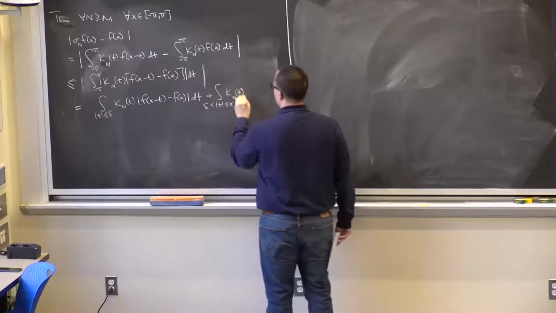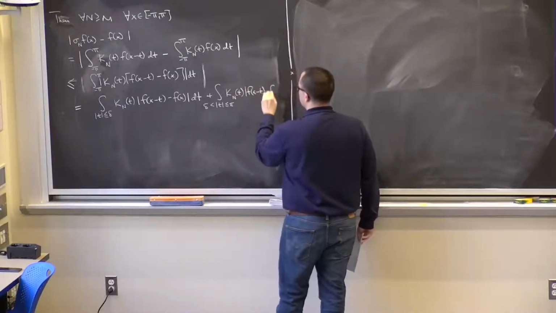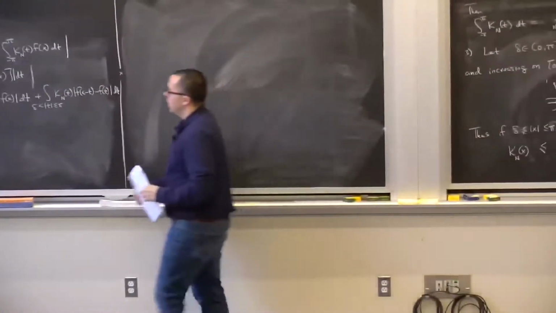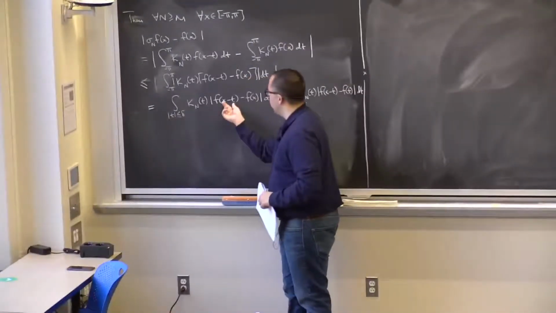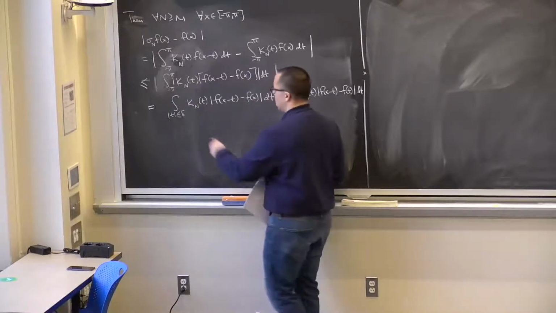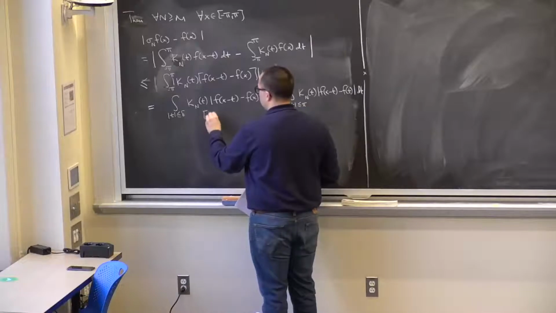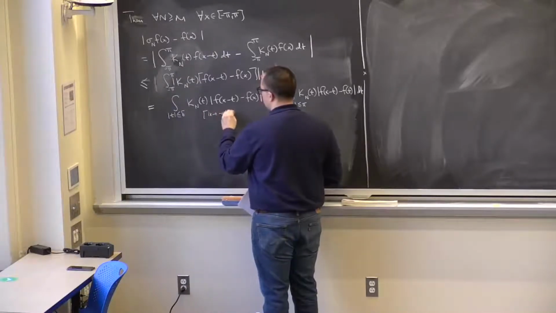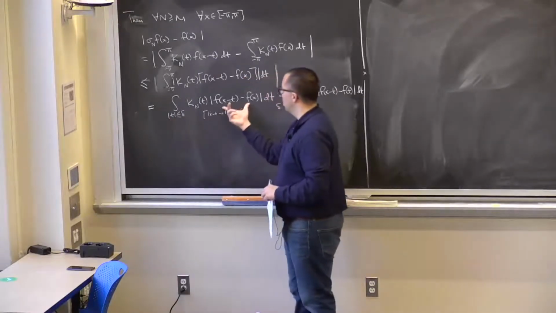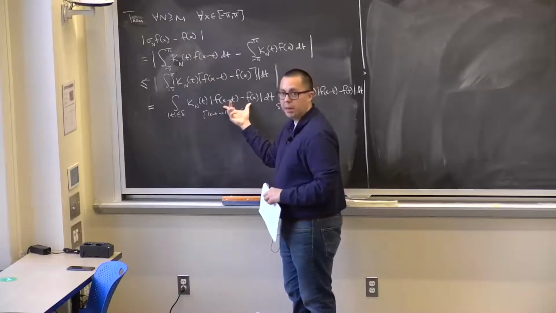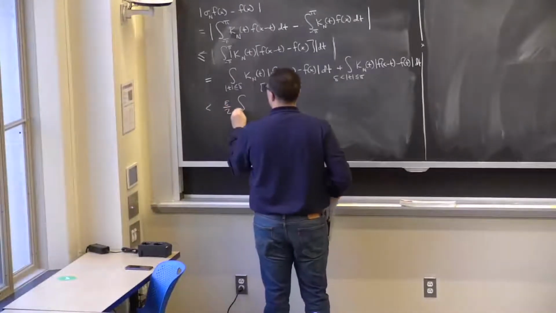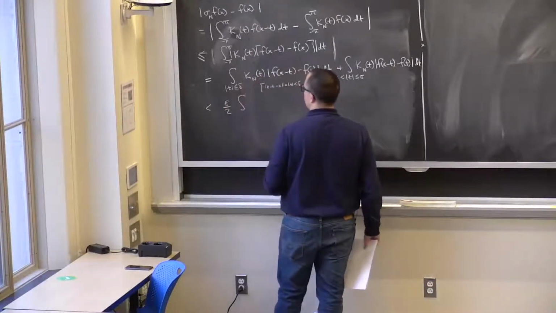Kn of t, f of x minus t minus f of x, dt. All right? Now, what do we know? If the absolute value of t is less than delta, then x minus t minus x is equal to minus t, which is an absolute value less than delta. So note that x minus t minus x equals t is less than delta here, right? And therefore, this quantity here is less than epsilon over 2 by how we chose delta. So this is less than epsilon over 2 times the integral over this region of kn of t.